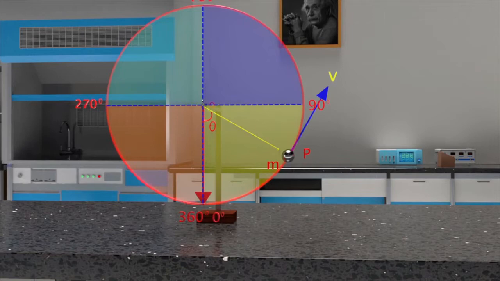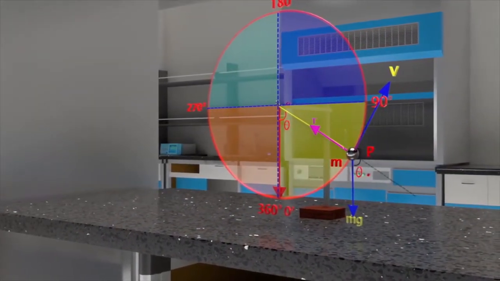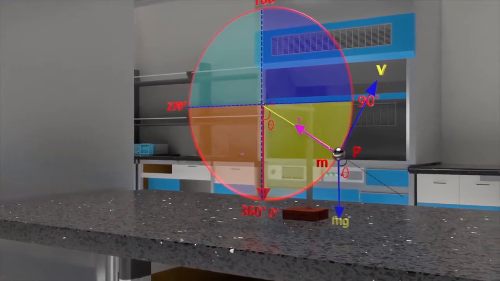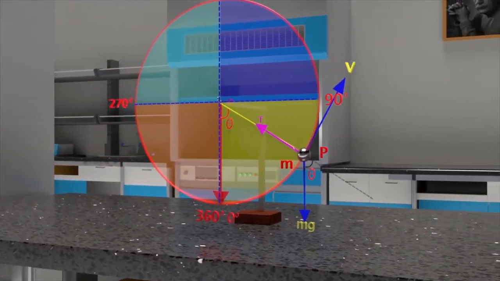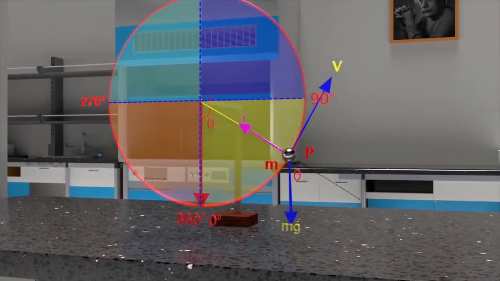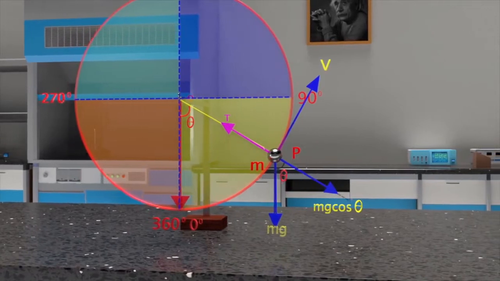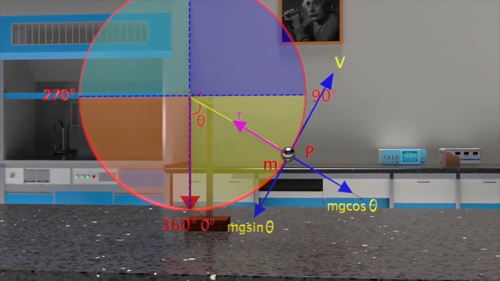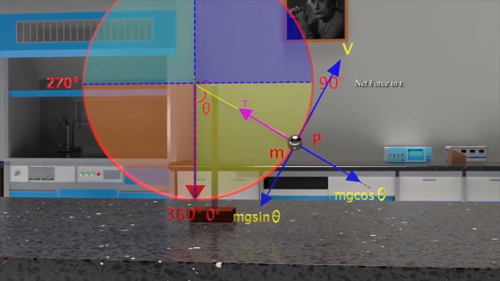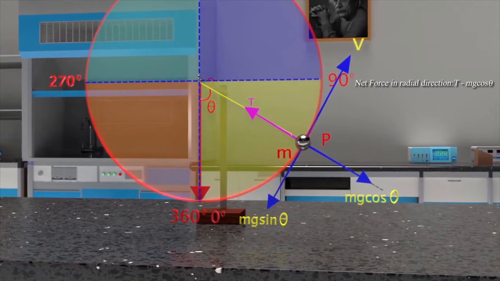Let's draw the free body diagram of the bob at P. At P, tension T acts along the radius. Gravitational pull mg acts in a vertically downward direction, which can be split into 2 components, one in the radial direction and the other perpendicular to it. Net force acting along the radial direction is T minus mg cos theta.